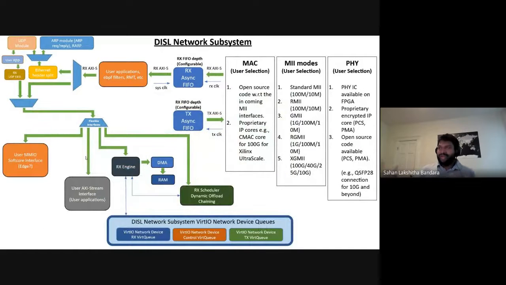Similarly, here's a detailed look at the network subsystem. So it has so many different blocks which can be optimized individually. Rather than using a vendor-provided IP core as a black box, we like to unpack those and look at the individual components. But in order to make our implementations more generic, some of these blocks will be replaced by open source components. And there's also a lot of potential to optimize each of these components by adding more features and flexibility.